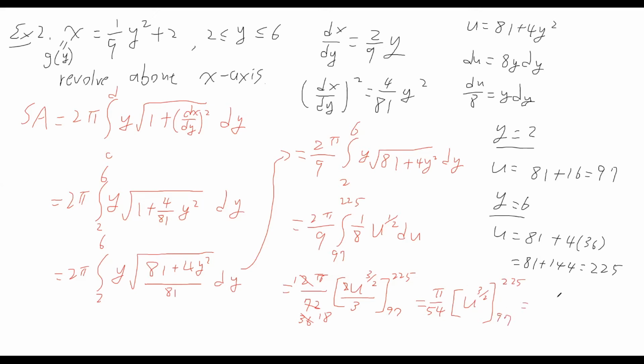So I'm just gonna write it out, not bothering finding what it actually is. So 225 to the power of 3 over 2 minus 97 to the power of 3 over 2. Okay, and that's our final answer. Now, of course, if you want, you can always type that into the calculator to get an approximation of the value. But for this class, putting your final solution in this form will be enough.